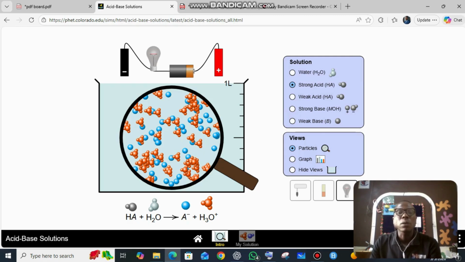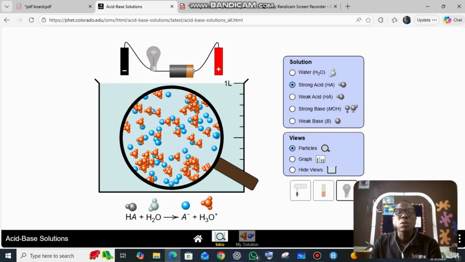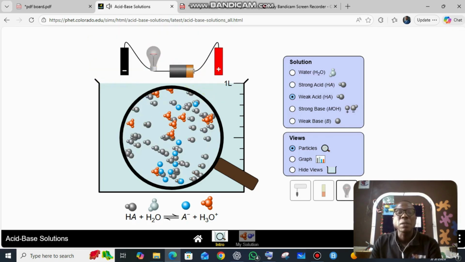If I insert this electrode into the strong acid, you see what happens. Immediately the bulb glows very brightly because it ionizes completely and is a better conductor of electricity. So let me remove it and change it to a weak acid. You see the particles also change. They have less concentration of hydrogen ions. When I start it, let's see what happens.